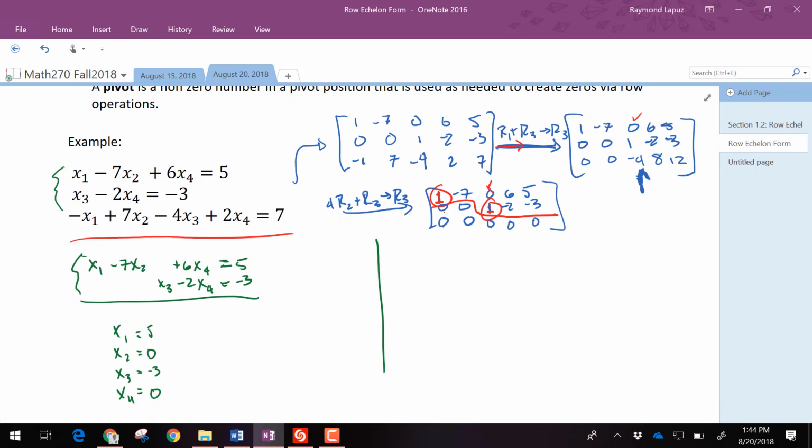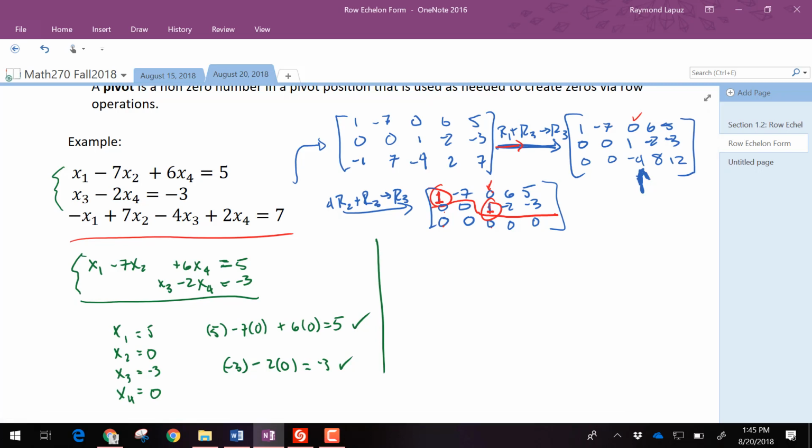So for the first equation, you get 5 minus 7 times 0 plus 6 times 0 is equal to 5. That works, right? Those zeros really help out. And then the next one, I have 3. Let's make that into a negative 3 minus 2 times 0 is equal to negative 3. And that also works out.